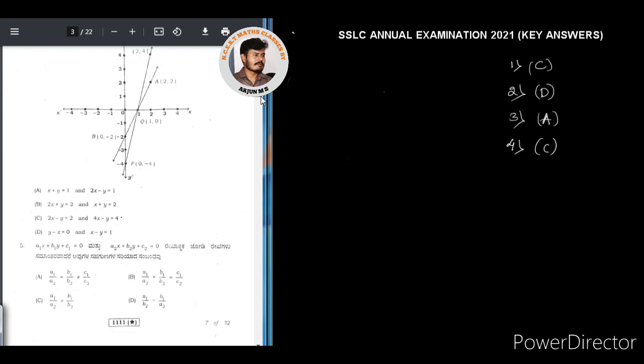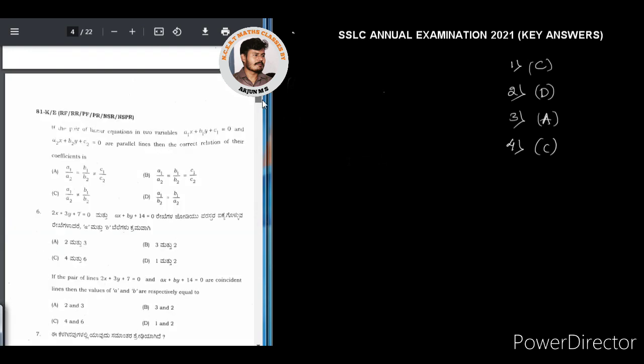You just observe here, fifth question. In that question, they are given here, if the pair of linear equations in two variables a1x + b1y + c1 = 0 and a2x + b2y + c2 = 0 are parallel lines, then the correct relation of their coefficients is. We have to choose a proper coefficient ratio for parallel lines, right?